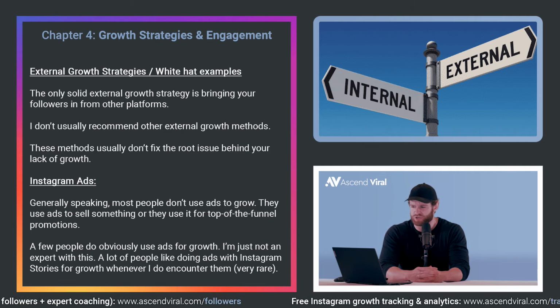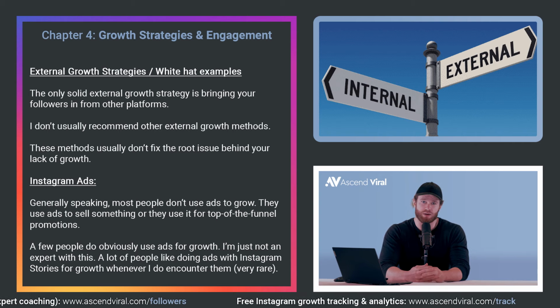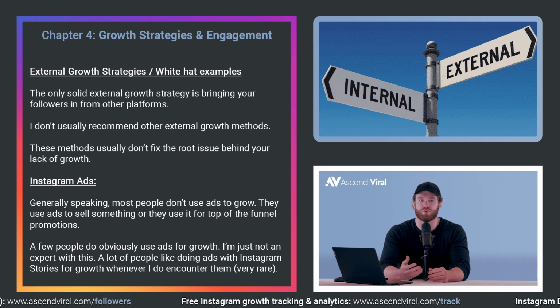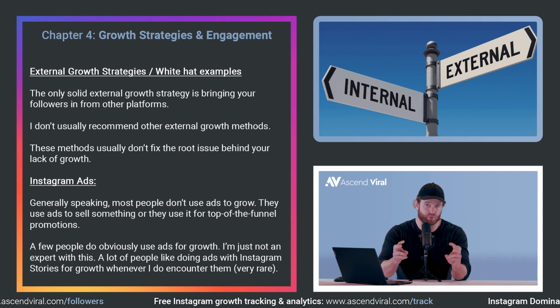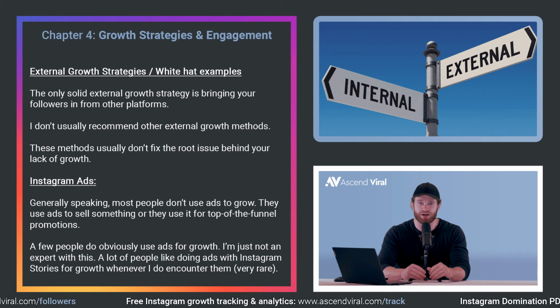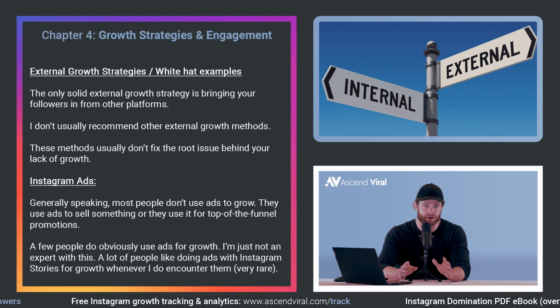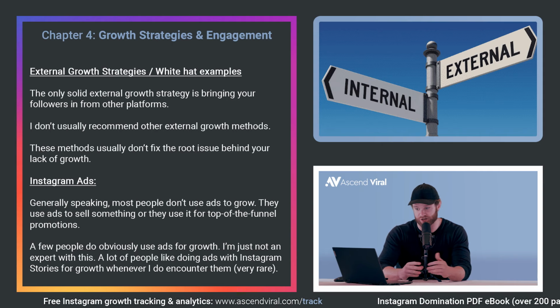Aside from that, I don't usually recommend external growth methods because it's almost never fixing the root issue. Improving your content, improving your engagement, interacting with the right people, improving your reach, improving your mobile website, aka your profile page, that's all going to be better off than external growth strategies. And I'll explain why by going through these various growth strategies.